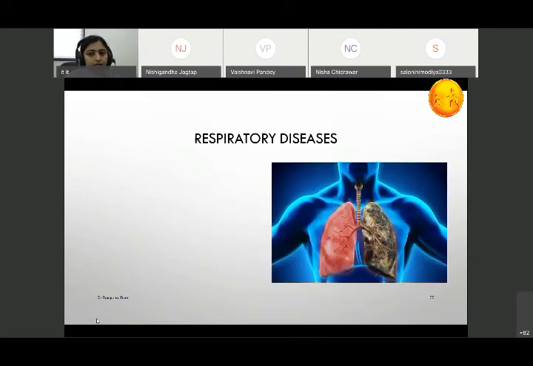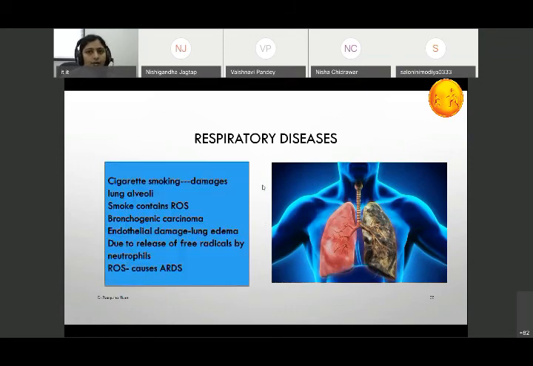Next, we have respiratory disorder. The sources and generation of reactive oxygen species, we have learnt about tobacco smoking, that is causing the generation of reactive oxygen species.